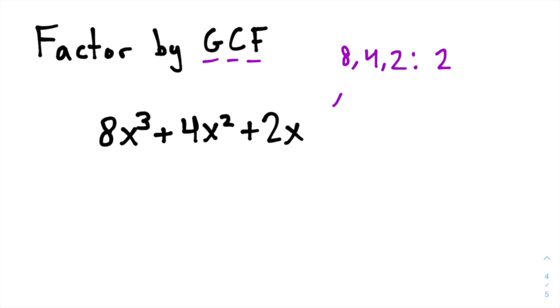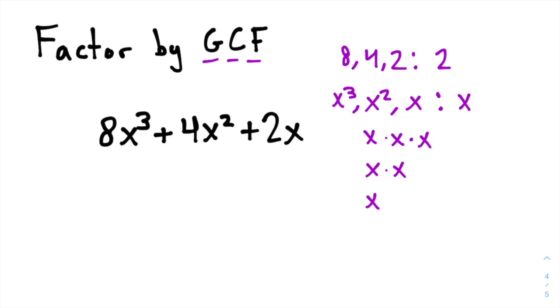Next, I need to look at the x to the 3rd, the x squared, and the x. It might help a little bit if I write this out. X to the 3rd is x times x times x. X squared is x times x, and x is just x. So I'm looking for common factors. Well, there's at least one x in all of them. So the greatest common factor is x.